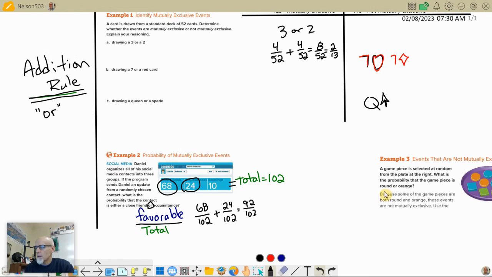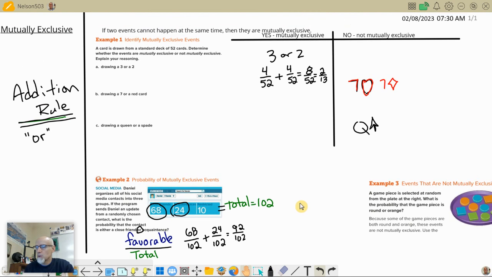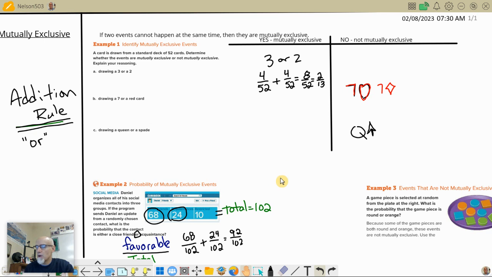Okay, so we just got done talking about mutually exclusive events. So that's this column right here. What I want to try to do is take my calculation right here and move it up here. And so I'm going to say 68 over 102 plus 24 over 102 equals 92 over 102. I'm not reducing that fraction for now. So that's what you do when you have mutually exclusive events.